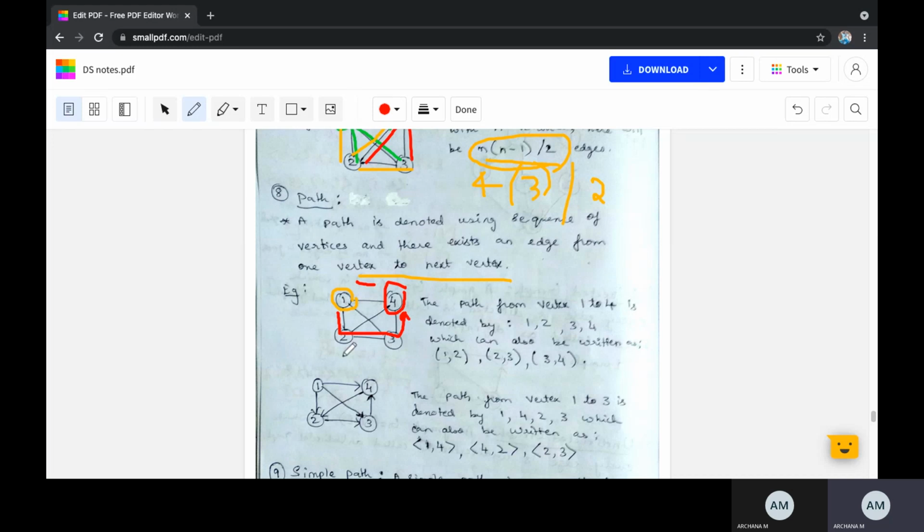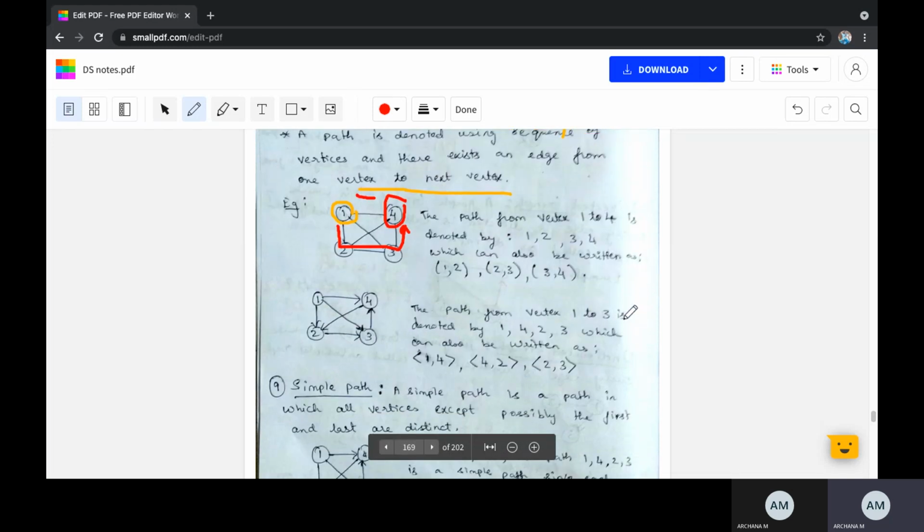Like this, the way you are traveling from one source to destination through other vertices, that is known as a path. The path from vertex 1 to 3, this is a directed graph. A path from vertex 1 to 3. So now look here, from 1 to 3, how can you travel? You can directly travel from 1 to 3, or else you can come from 1 to 4, again from 4 to 2 you can come, again 2 to 3.